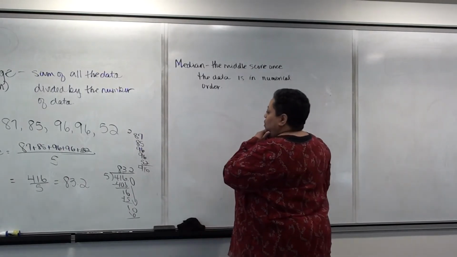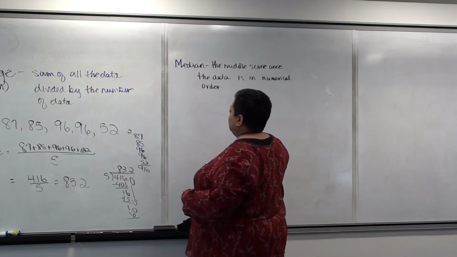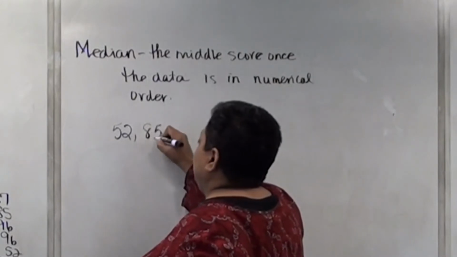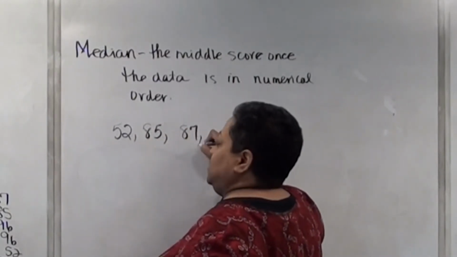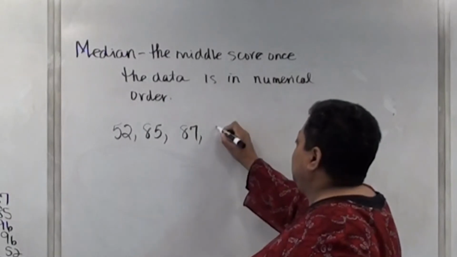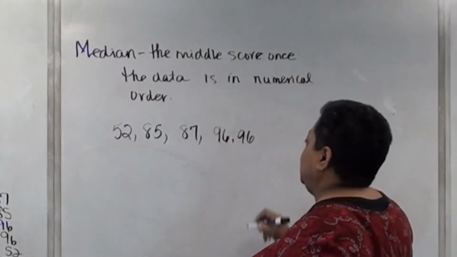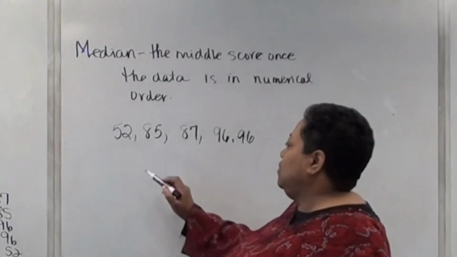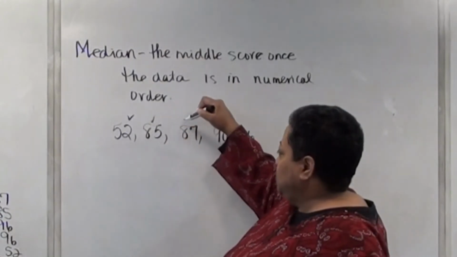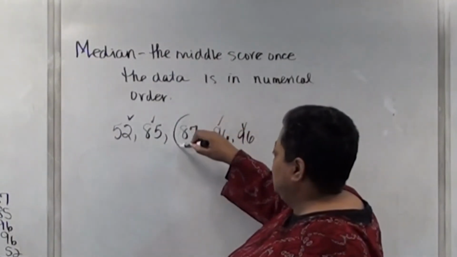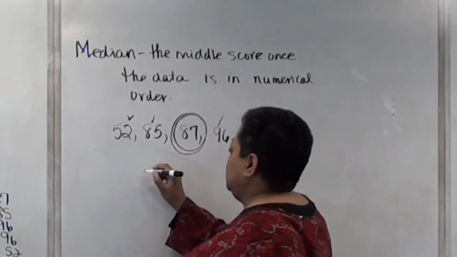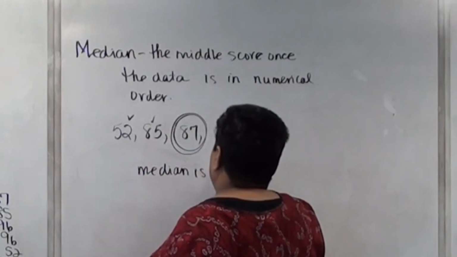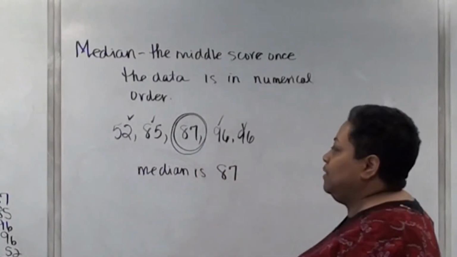All right, so let's take the same data that we used before. The only thing is now we have to put it in order from smallest to largest. So we have 52, 85, 87, 96, 96. So which one is in the middle? So we have 1, 2 on this side, 2 on this, so this is the middle score. So the median is 87.